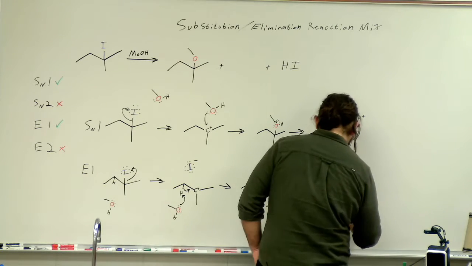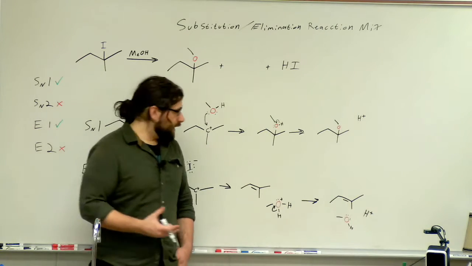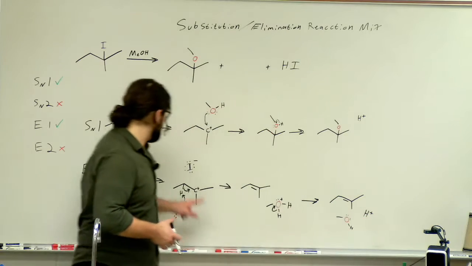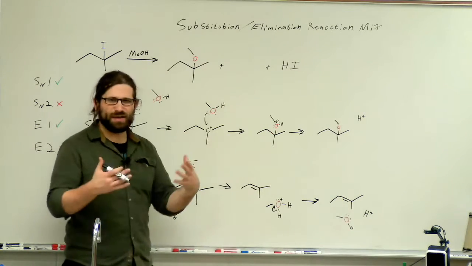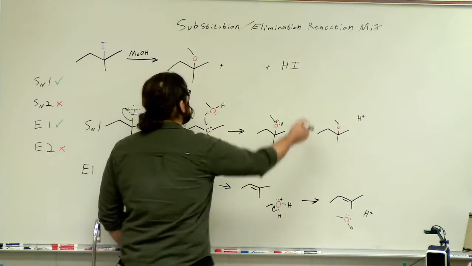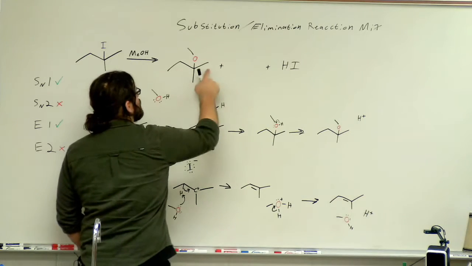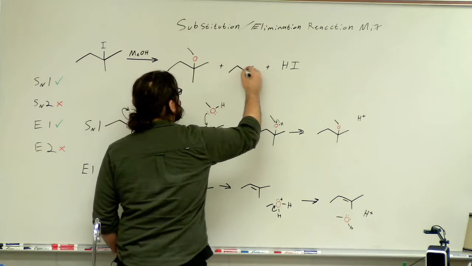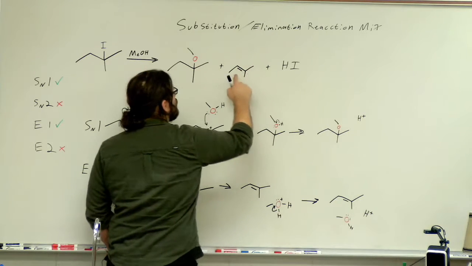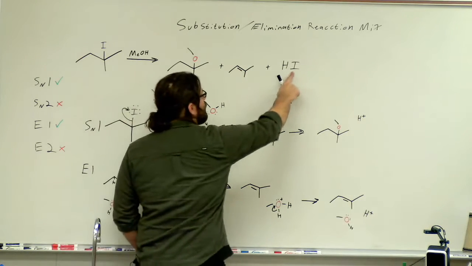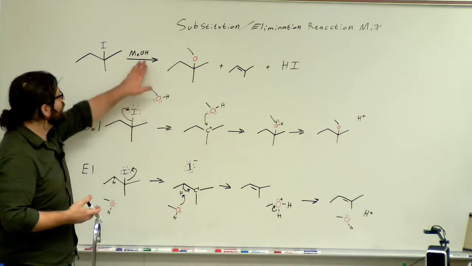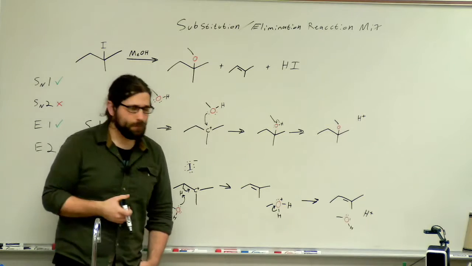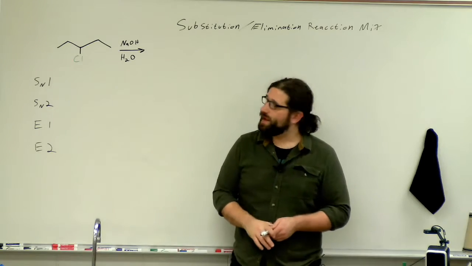And in doing that, I'm left with an H plus and an I minus, and this just makes it easier to report my actual products at the end of this, because I end with this ether along with this alkene, some hydroiodic acid, and I'm still going to have my solution of methanol. So there we go. Here's our next reaction.